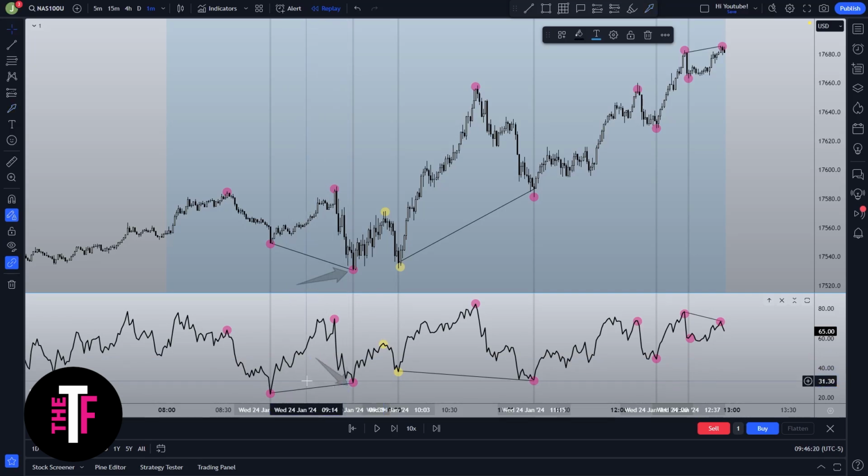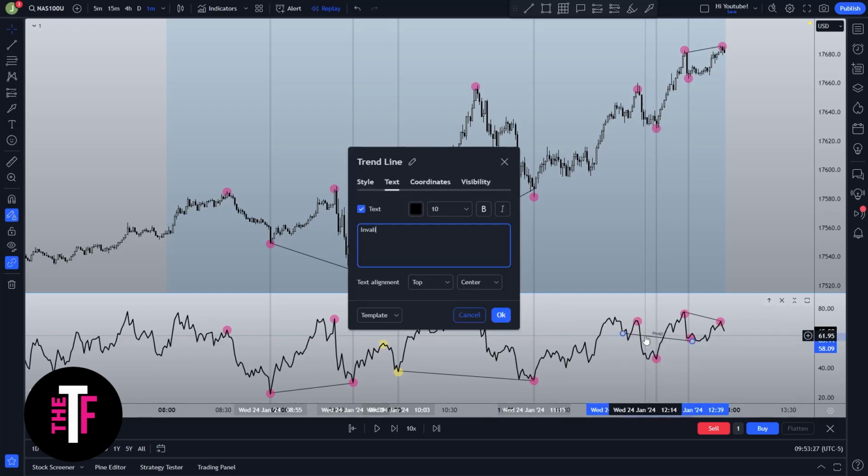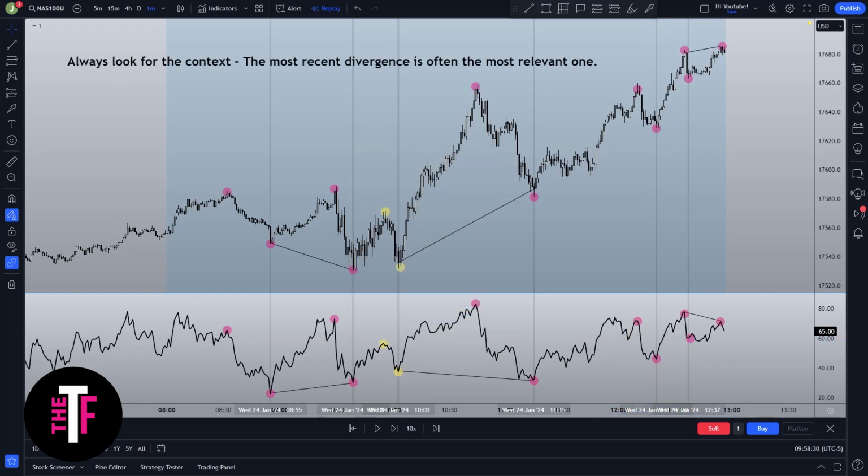Here are some final quick tips for getting more consistency out of your divergences. If the line that you're drawing to connect highs or lows on price or your oscillator goes through said price or oscillator like this, then the divergence is invalid. If it seems like multiple divergences are occurring at the same time, take a moment to assess the context. You almost always want to only concern yourself with the most recent one.